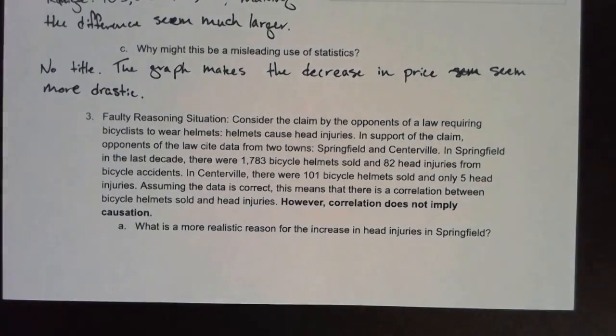This is the faulty reasoning situation. Consider the claim by the opponents of a law requiring bicyclists to wear helmets. It says helmets cause head injuries. In support of the claim, opponents of the law cite data from 2 towns, Springfield and Centerville. In Springfield, in the last decade, there were 1,783 bicycle helmets sold and 82 head injuries from bicycle accidents. In Centerville, there were 101 bicycle helmets sold and only 5 head injuries. Assuming the data is correct, this means that there is a correlation between bicycle helmets sold and head injuries.